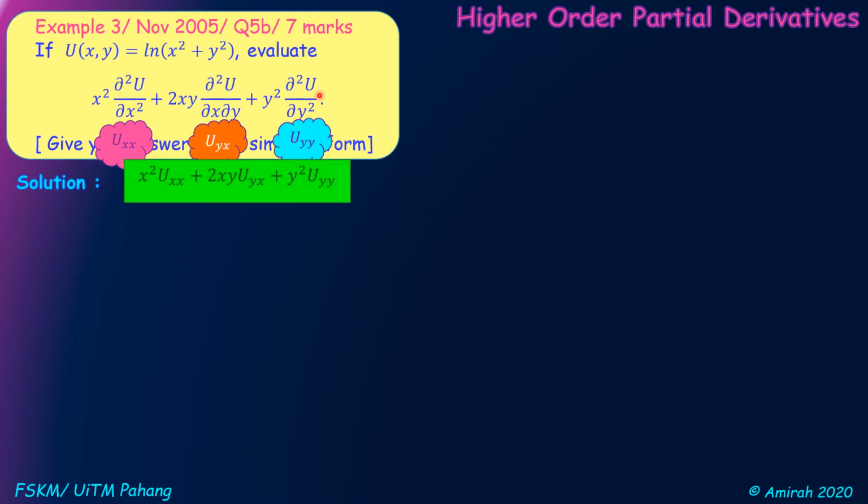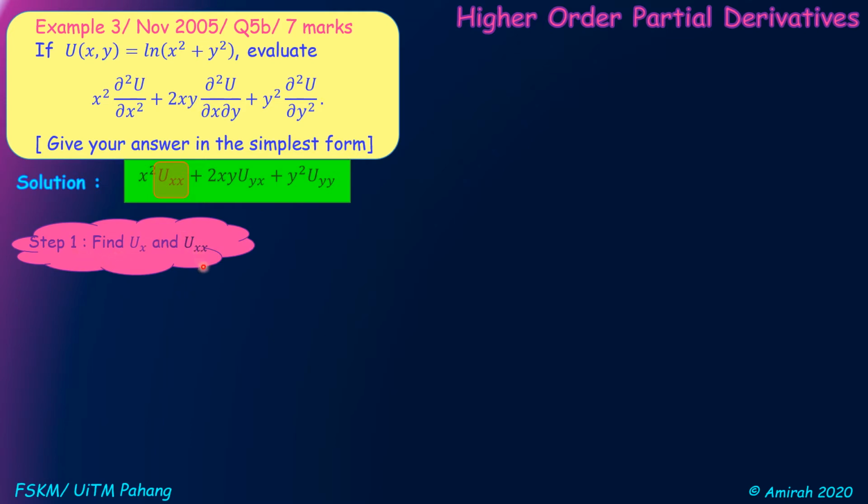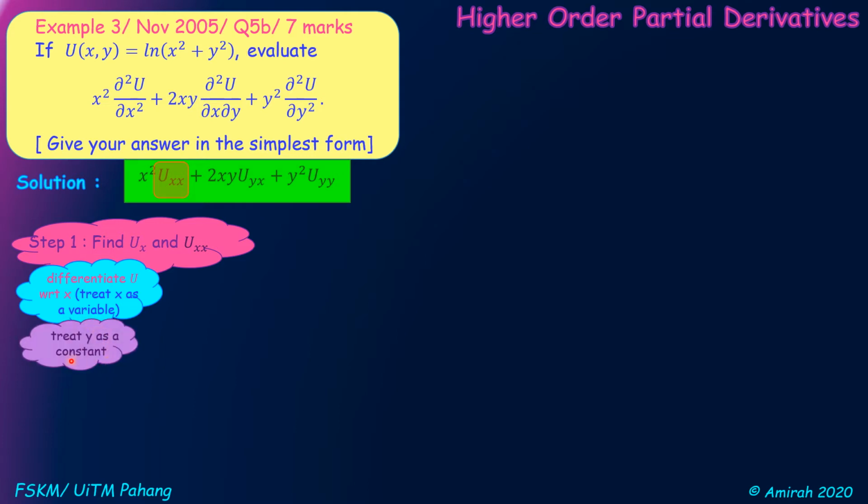So we can write this expression in the form of x squared u_xx plus 2xy u_yx plus y squared u_yy, okay? Since we have u_xx here, the first step is to find u_xx. Before we find u_xx, we need to find u_x first. u_x here means we differentiate u with respect to x. We treat x as a variable, and at the same time, we treat y as a constant.